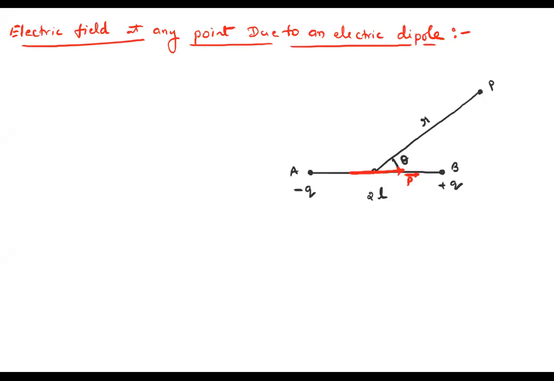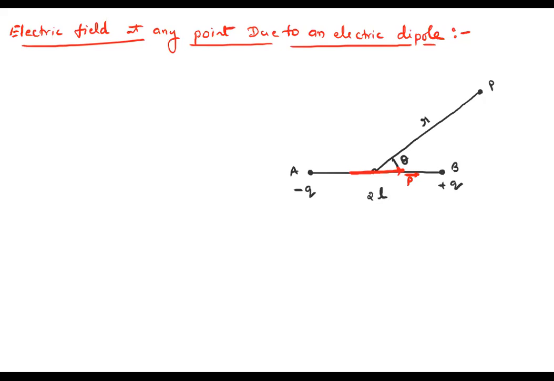One is a point on the axial line, and the second derivation we have done for any point on the equatorial line. We have done it for a long dipole, and afterwards it was simplified for a short dipole. But this situation is only applicable for a short dipole. We cannot calculate for a long dipole, we are just calculating for a short dipole. In this situation, it's very simple.